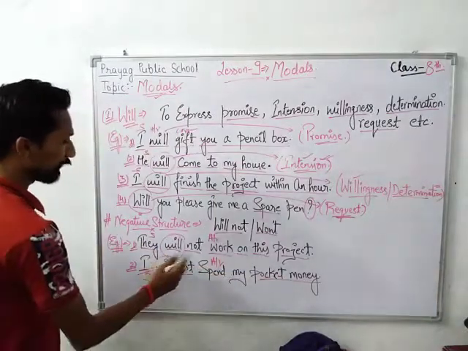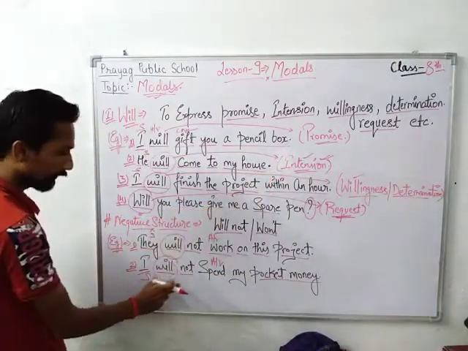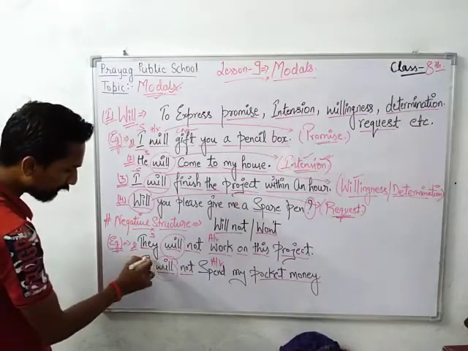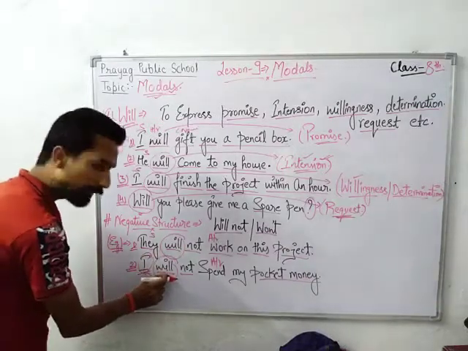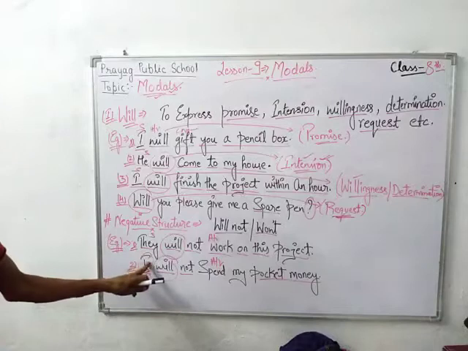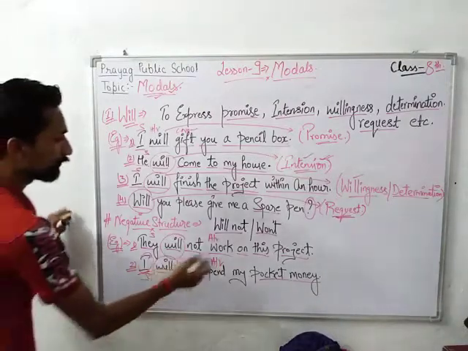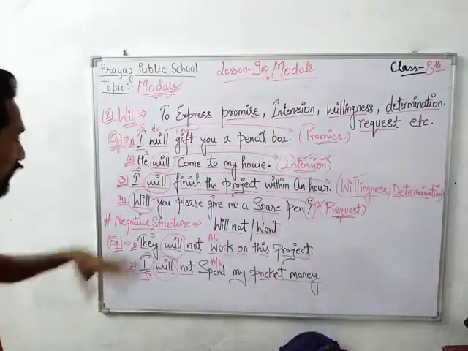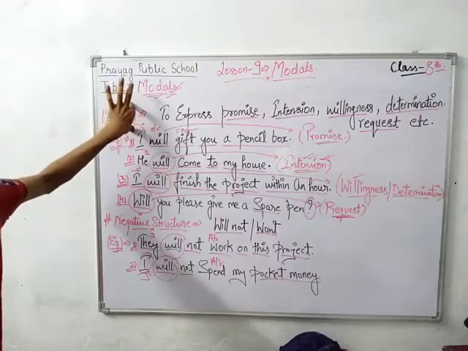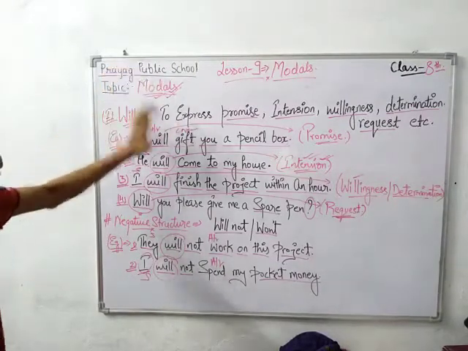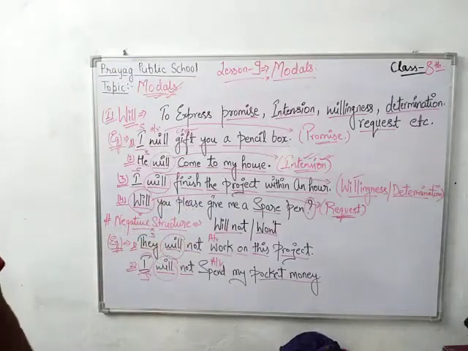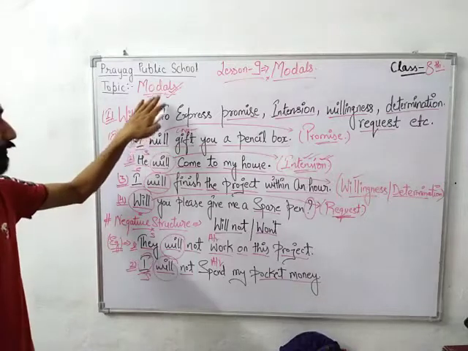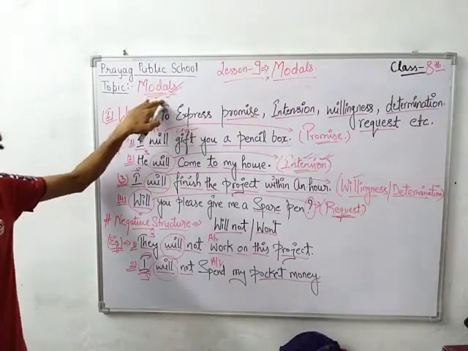So what this will is doing? It is expressing the mood of the speaker, right? Or the mood of the intention of this I, right? It has been used by the speaker and it's showing the intention of I, that I will not spend my pocket money. So just because it is showing the intention, it is falling under the category of modal, right? So now you can see how this will, when we talked about this will under the heading modals, how it works. So we have covered how this will performs under the category modal, right?